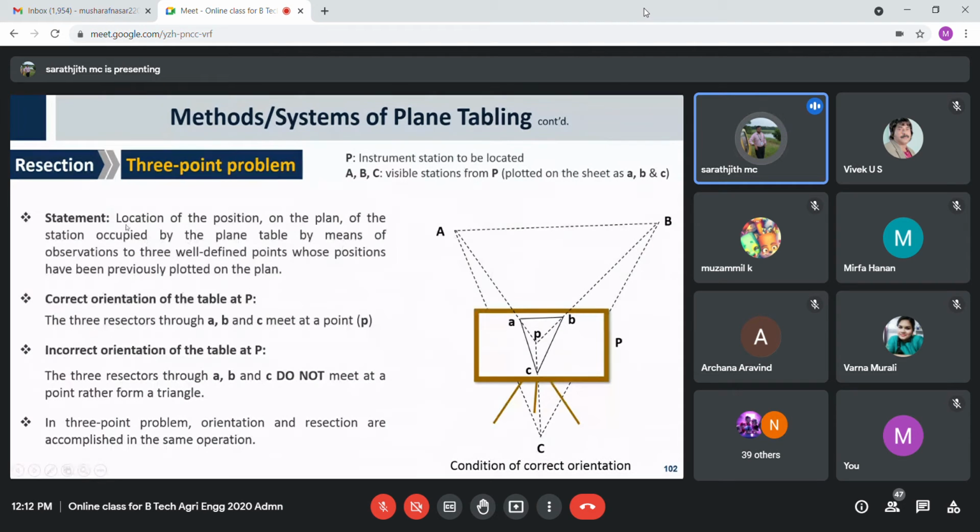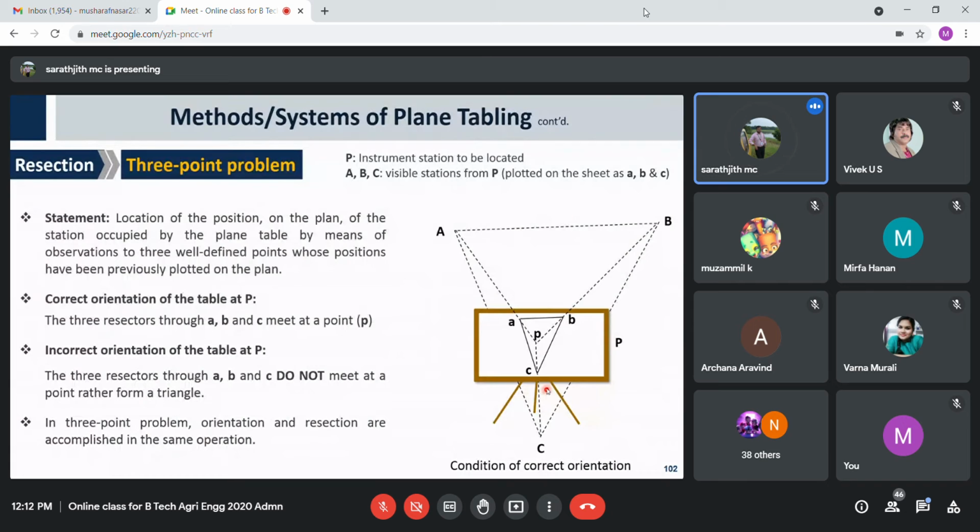I can see, I'll read it out. It is the location of the position on the plan of the station occupied by the plane table by means of observation to three well-defined points whose positions have been previously plotted on the plan. So we have a plane table which we have fixed over the station.